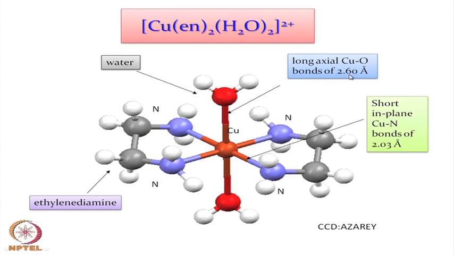It is in the range of 260 picometer or 2.60 angstrom, and the short in-plane copper nitrogen bonds are in the range of 2.03 angstrom. So, these copper nitrogen bonds are shorter in plane, and we have the corresponding longer distances along this particular axis, which is the elongated axis, and we have the bis ethylene diamine molecule for this sort of distortion.